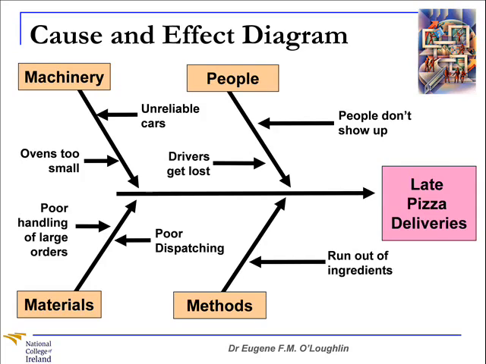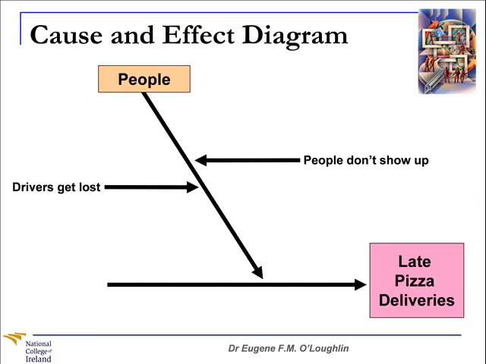And what I'm going to do now is concentrate on one arm of this diagram. I'm going to concentrate on the people category. And I've spread this out a little bit more, and I've hidden the other parts of the diagram just to make this more visible on the video. And I've got my 2 possible main causes, drivers get lost and people don't show up, listed here.